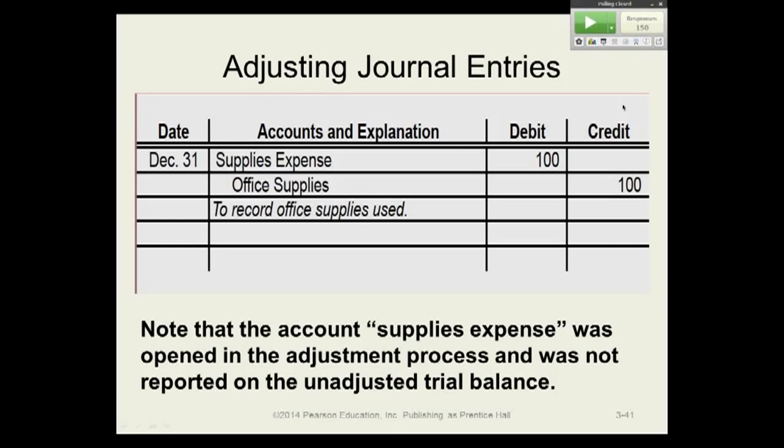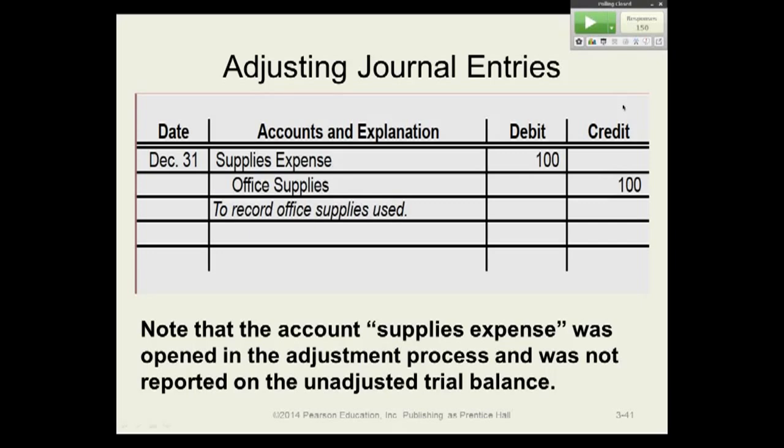So you could actually create accounts in the adjustment process. If you go back to that trial balance, you'll find there was no supplies expense on it. This account is created during the adjustment process, so you may have to open up accounts. Now, are these accounts just pulled out of thin air? Well, no, they're coming from the chart of accounts.